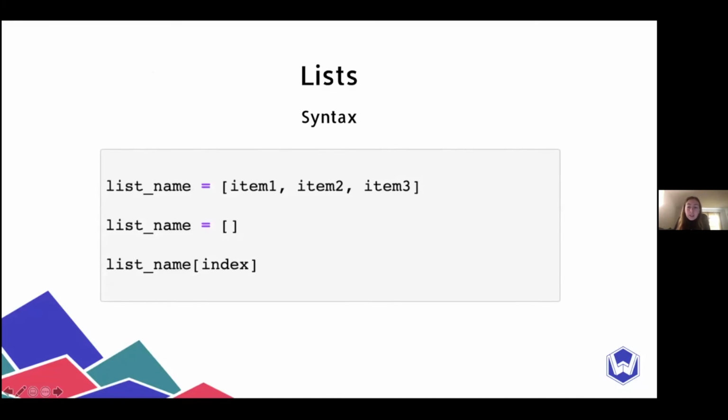The syntax for a list is just an open bracket, your items separated by a comma, and a close bracket. And to make an empty list, you would just have an open and close bracket as shown here. Lists can also be indexed just as strings could, with a pretty similar syntax of referencing the index in brackets.